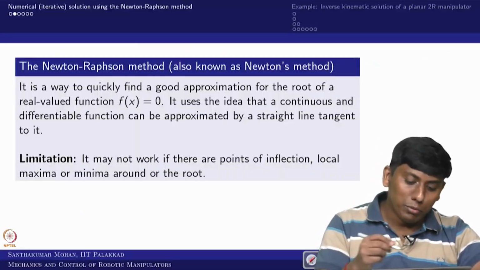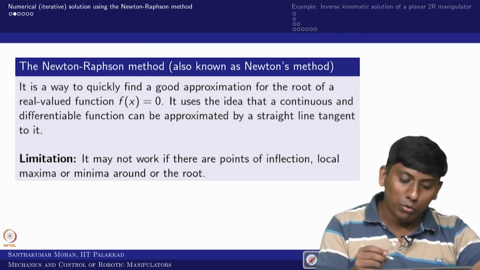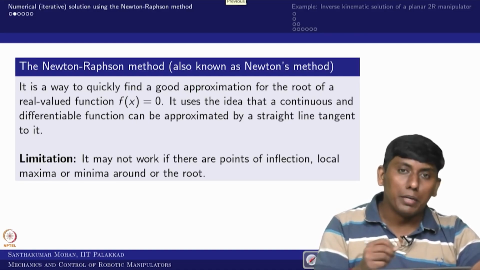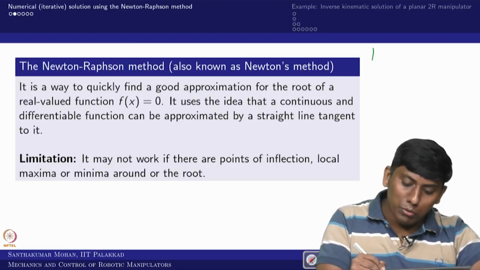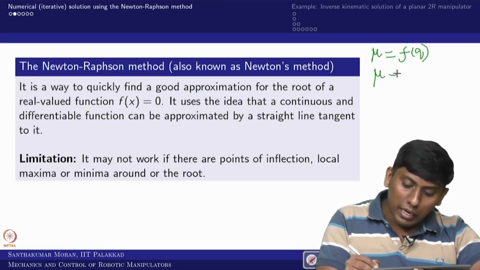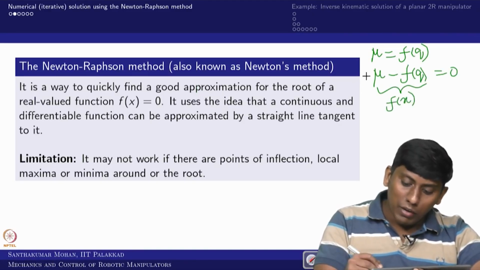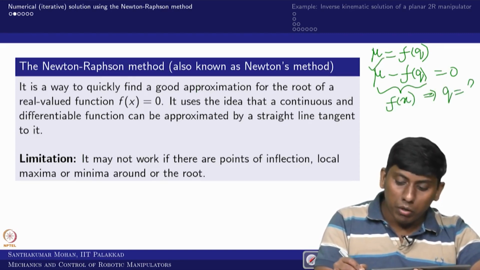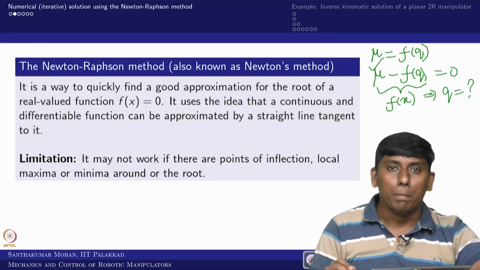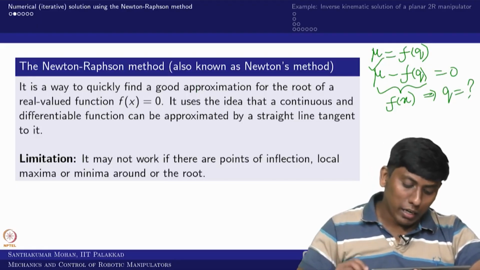The same Newton-Raphson method we are going to use for a different benefit. We are going to call this mu is a function of q. We are going to rewrite it this way, equal to 0. This is what we are going to call a function of x, where mu is given and we are trying to find out q, with mu known. That is what we are trying to find.